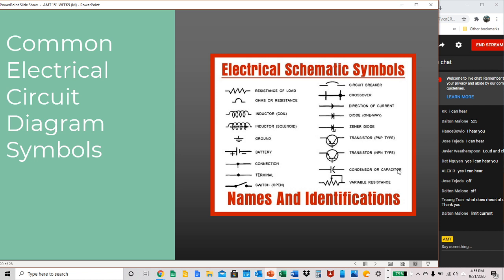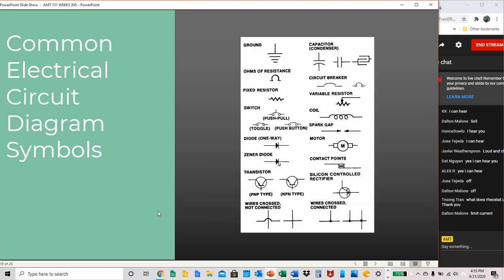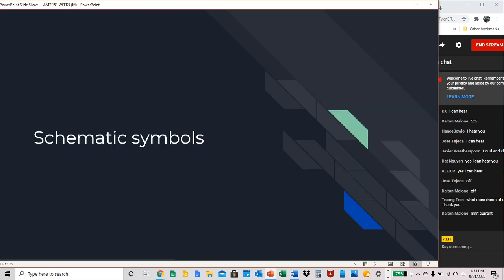A capacitor, again, I will most often see that symbol. And again, variable resistance, variable resistor. Okay, so that is just a few of the schematic symbols that you guys will begin seeing. I'm not quite sure where you're at in lab, but you might see them already.